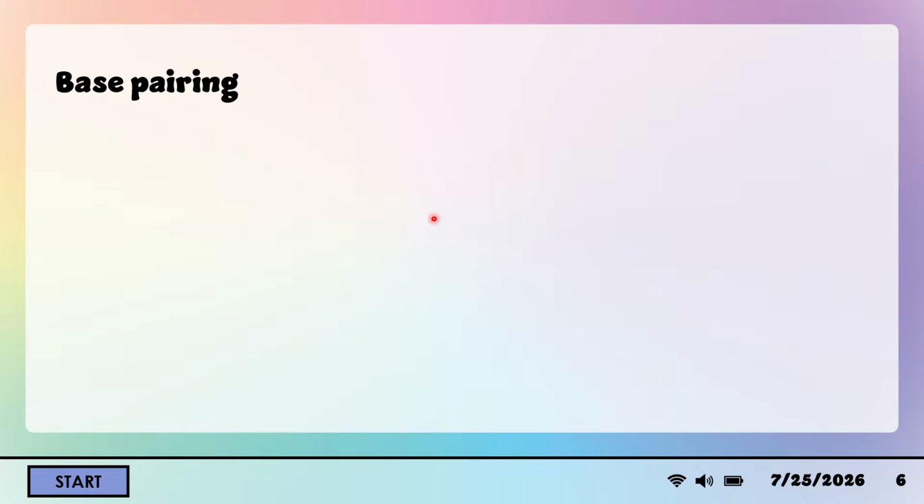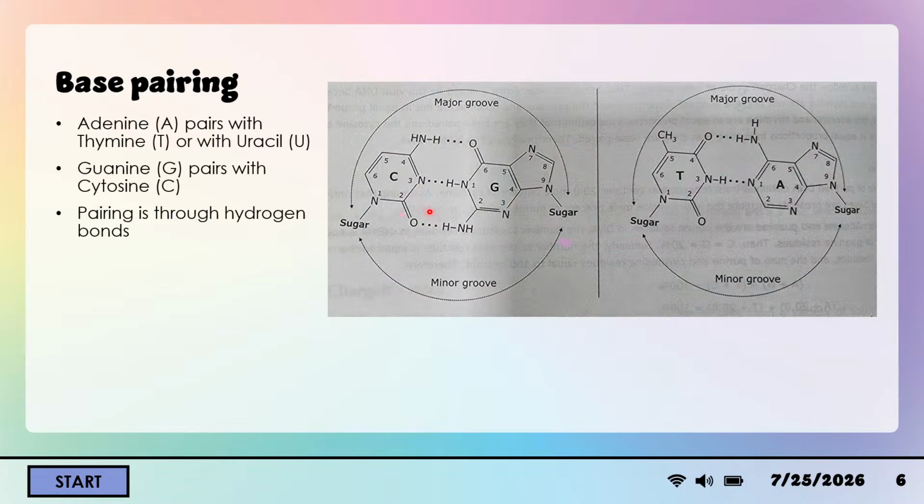So about the base pairing, adenine, that is A, pairs with thymine or with uracil. In case of the DNA, adenine pairs with thymine, and in case of the RNA, it pairs with uracil. So A and T come together, and G and C come together. A and T would be this, for example, and G and C is this here.